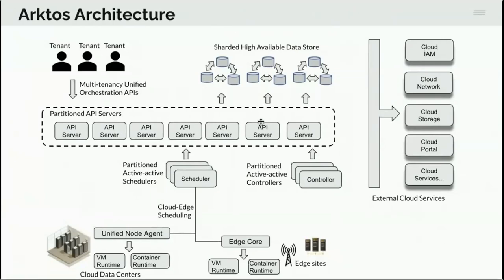And also, for the API server, in Kubernetes design, one API server will hold all the caches. This will not work if the cache data is too large. So we implement a partition for API servers. And for Kubernetes controllers, in the original design, they are active and standby architecture. So at any time there is only one controller instance working. And we implemented the active-active architecture. So all the controller instances are working at the same time to balance the workload and provide high availability.